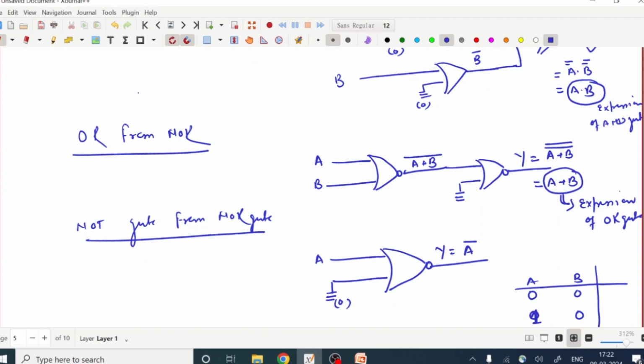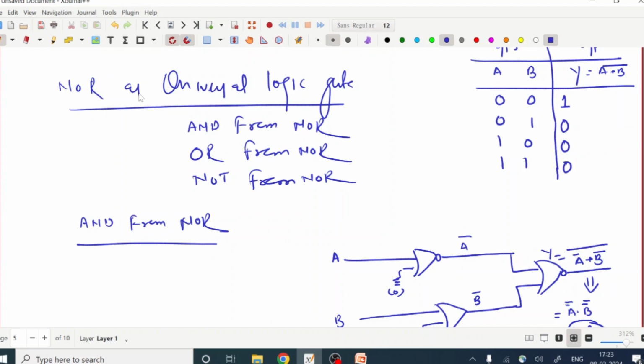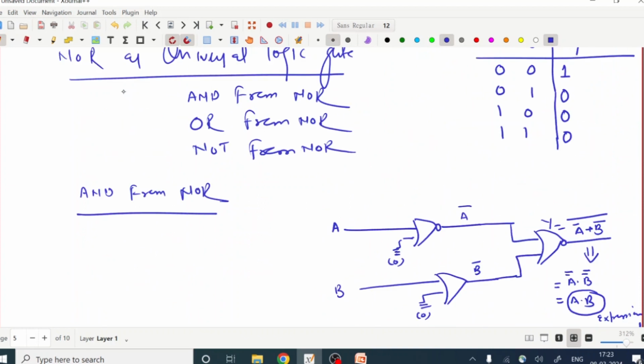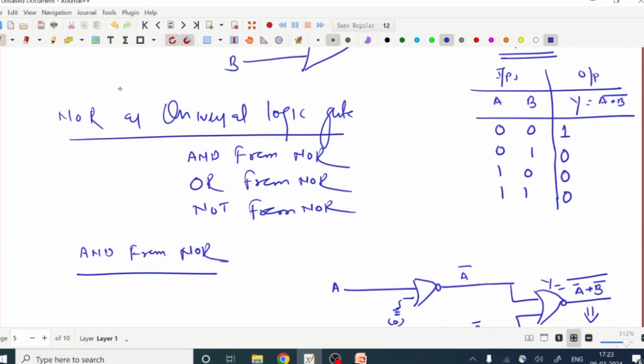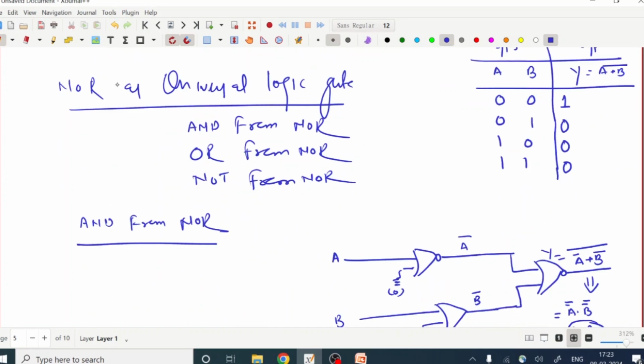What will be the output? In 0 0, the output of NOR gate is 1. So in 0 0 the output of NOR gate is 1. Then in 1 0, we see that when any one of the inputs is 1, the output is 0 in case of NOR gate.